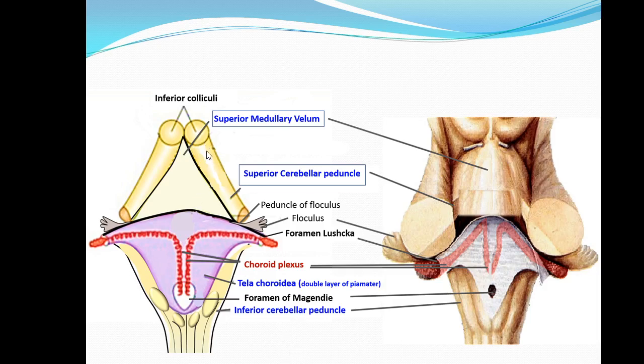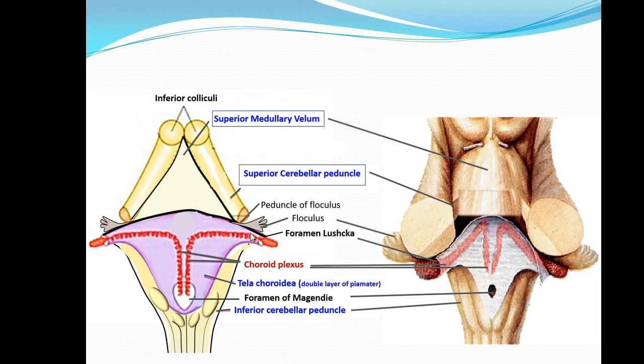Here you can see the superior cerebellar peduncles, and this is the superior medullary velum. The superior cerebellar peduncles run upwards and medially towards the inferior colliculi, and the superior medullary velum extends between the two cerebellar peduncles like a tent.